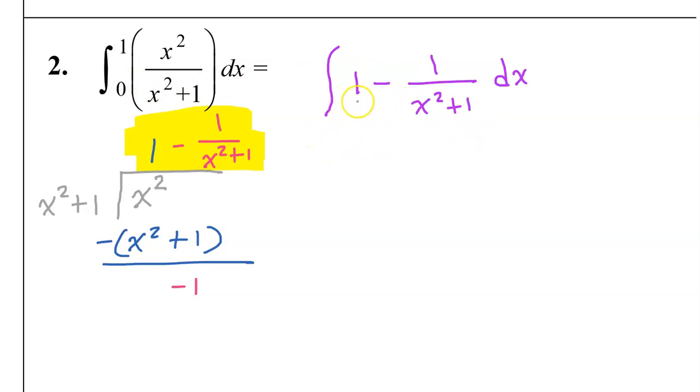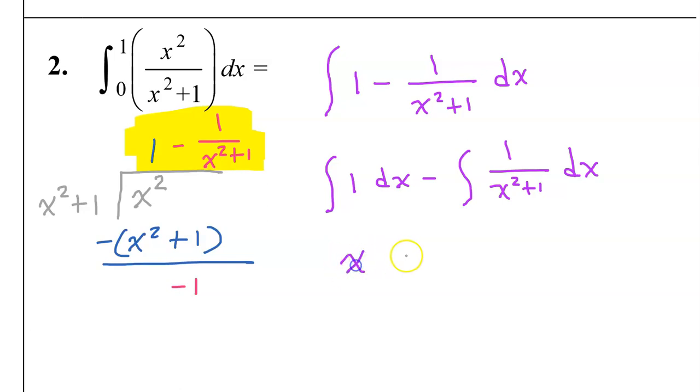I think it will be easier if we split this up into two separate integrals. So I will rewrite this as the integral of 1 dx minus the integral of 1 over x squared plus 1 dx. This first one is trivial. The integral of 1 dx is just x. So that's done with. For the next one, this is actually going to be an inverse trig rule.